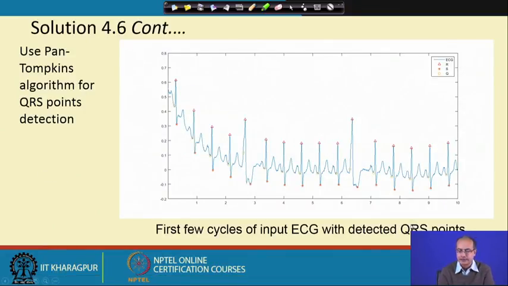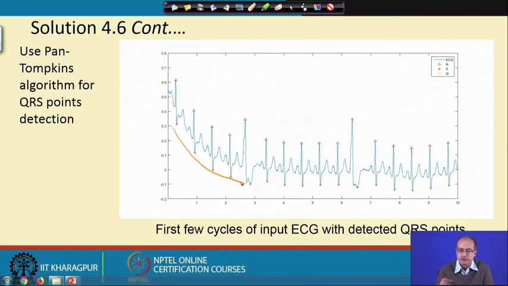So, first let us apply the Pan-Tompkins algorithm and let us see a few cycles of it. Now, if we look at this signal, the first thing we notice is that we have a baseline drift. We see that the way the signal is changing, we have baseline wandering, but our Pan-Tompkins algorithm is successful in getting the R waves.